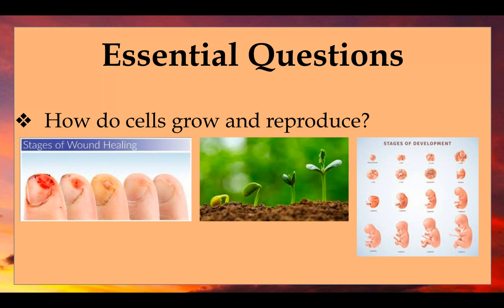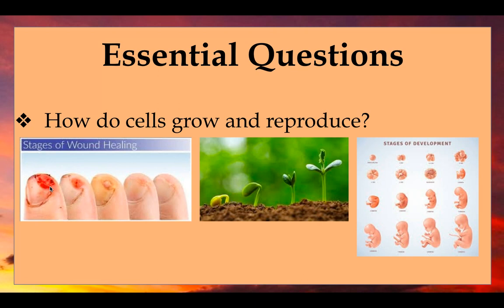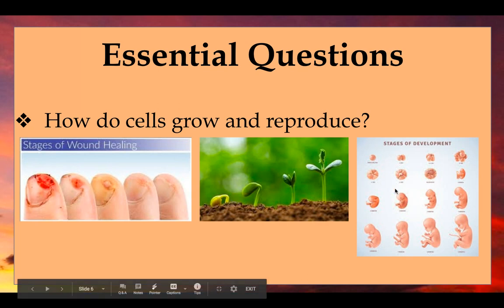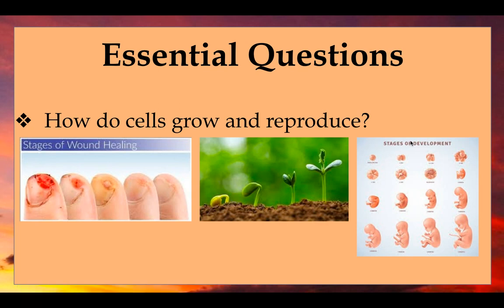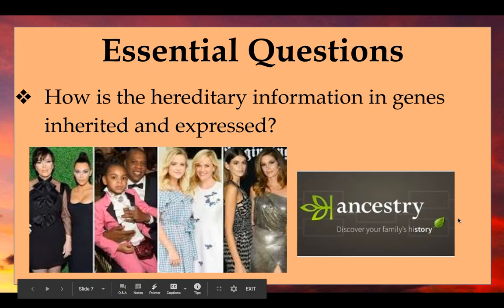Okay, some essential questions this unit. How do cells grow and reproduce? So cells grow and reproduce to heal, whether you've broken a bone or you have a skin injury, any injury, it's going to heal, hopefully, and cells are going to grow and reproduce in order to make that happen. Also plants, you can see a little plant sprouting. Also stages of development, so this is showing development from an embryo to a fetus to a baby.